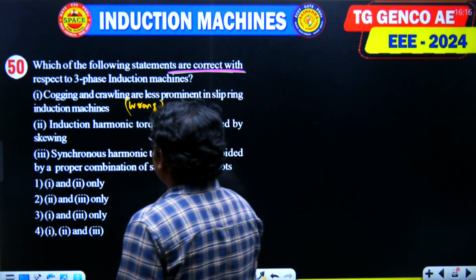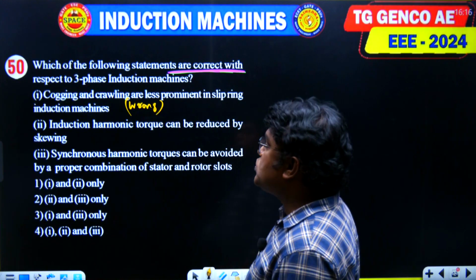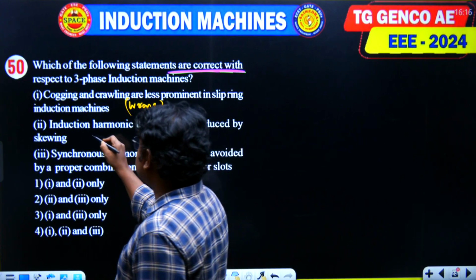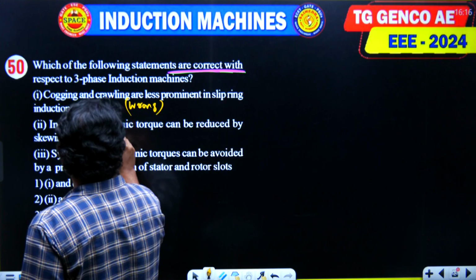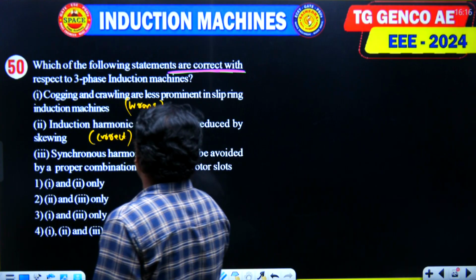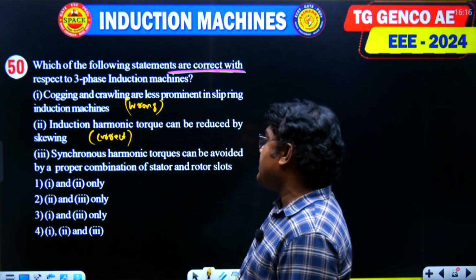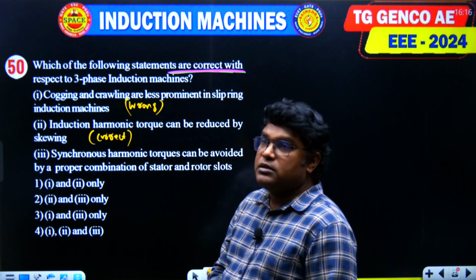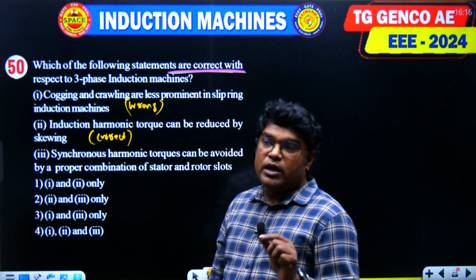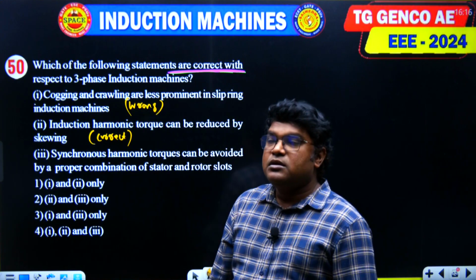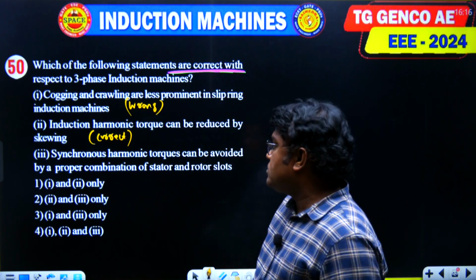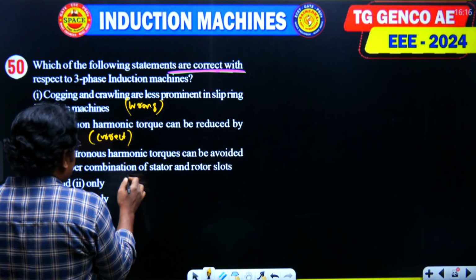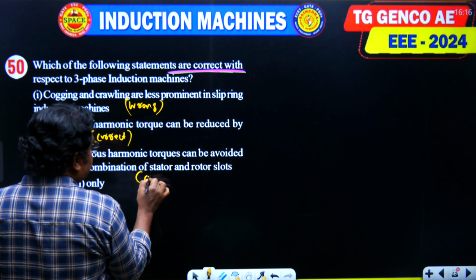Next, induction harmonic torque can be reduced by skewing. Yes, harmonic torque can be reduced by skewing. This is a correct statement. And synchronous harmonic torque can be avoided by proper combination of the stator teeth and the rotor teeth. When rotor slots are equal to the stator teeth, there is magnetic locking. That's why a proper combination is needed. So this is also a correct statement.